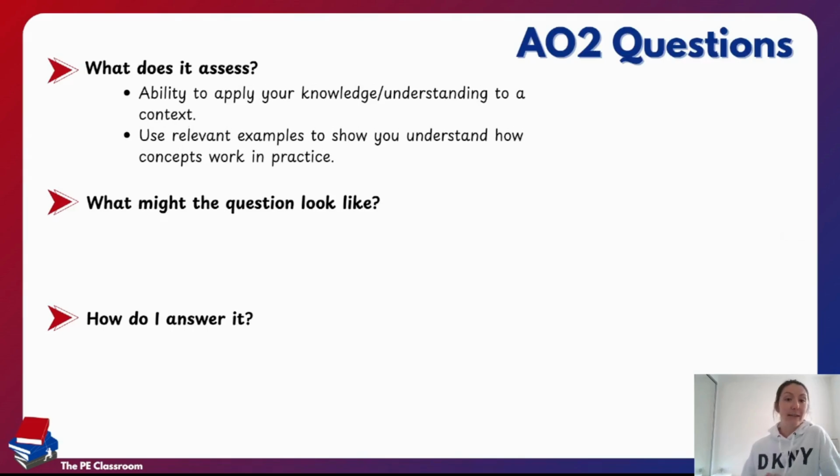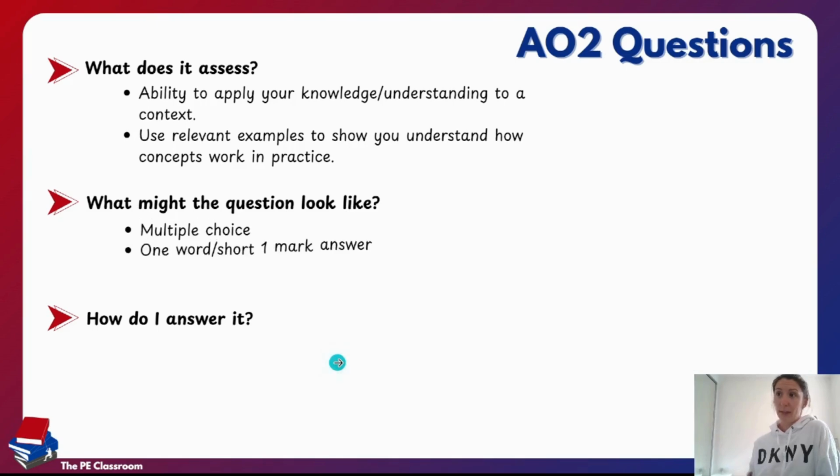Okay, welcome back then. So we are just going to take a look now at the AO2 types of questions. It tests your ability to apply your knowledge and understanding to a context. So like I said before, linking to a sporting example in some way. You might need to use relevant examples to show your understanding of the concept. So if you're given a topic and it's asking you about a sporting example, you need to be able to talk about that example to show your understanding of that topic.